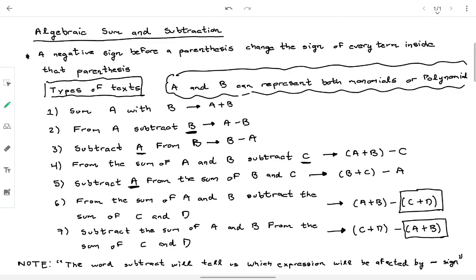So if we see all these examples, we can have a little note here. It says the word subtract will tell us which expressions are going to be affected by the minus sign. So this is a very important one, as I was telling you, because the subtract word will tell us which one is the one that we are going to put a negative sign on. And remember that negative sign will change all the signs inside that specific parenthesis. So let's see today some examples of all this together.